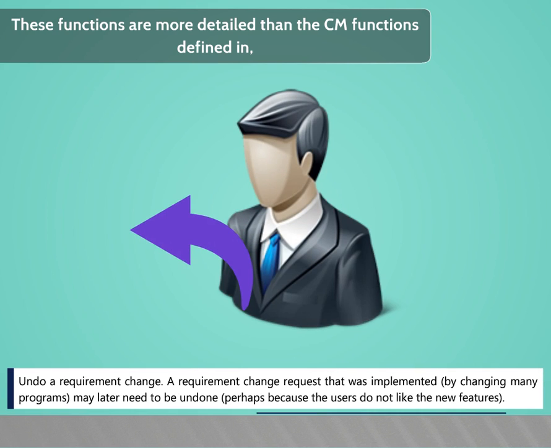Undo a requirement change. A requirement change request that was implemented by changing many programs may later need to be undone, perhaps because the users do not like the new features.